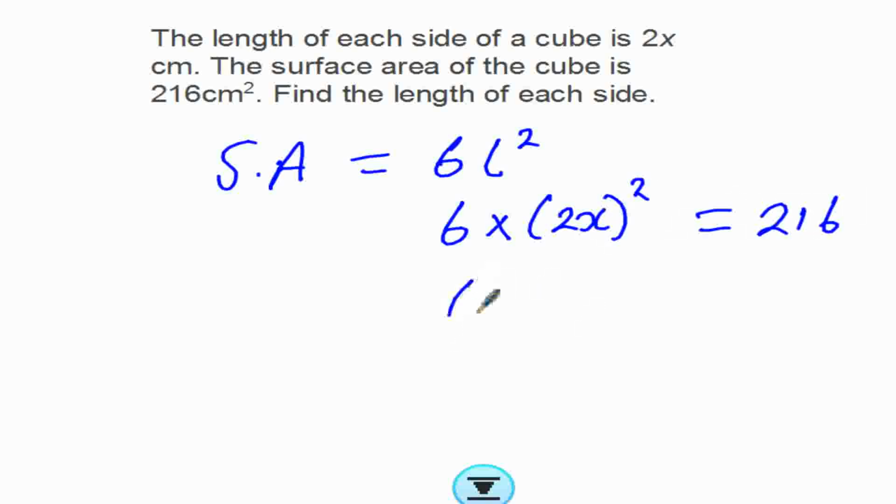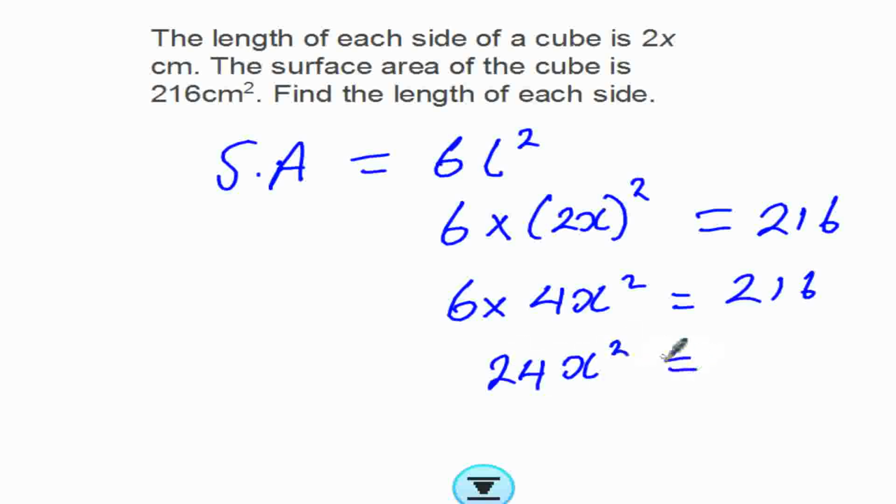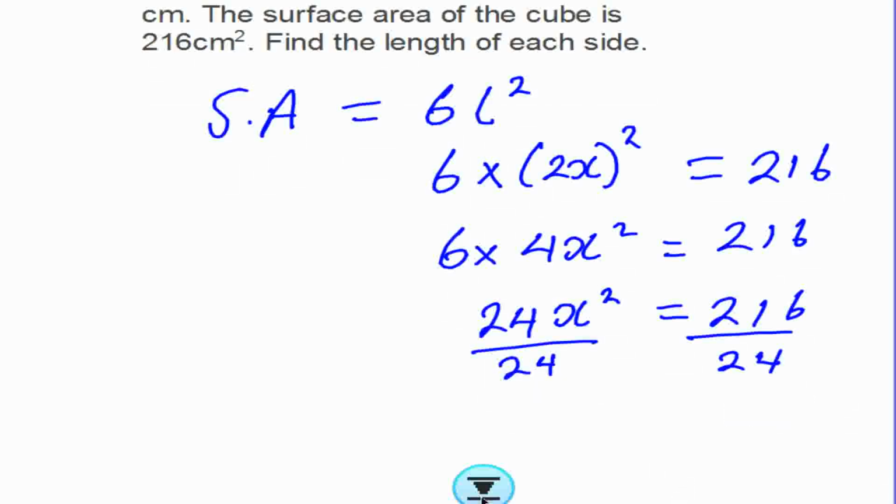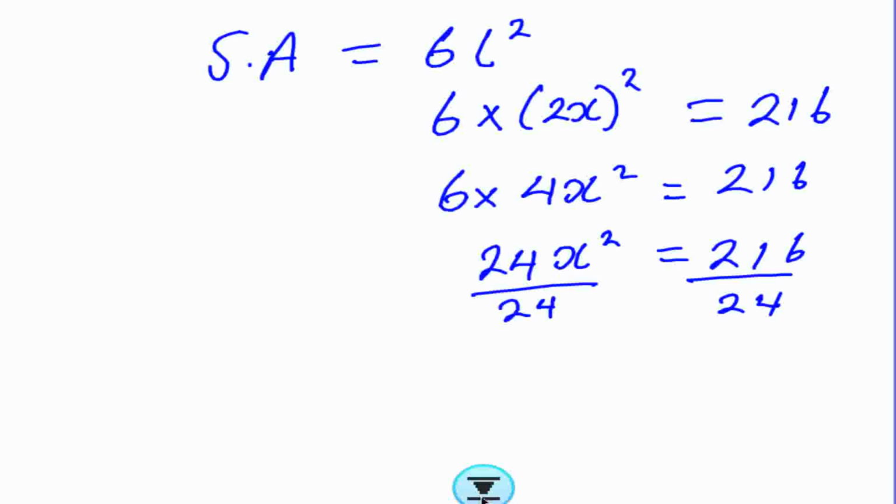And 2x squared is 4x squared equals 216, and 6 times 4 is 24, so 24x squared equals 216. And then we divide by 24 on both sides. When we divide 216 by 24, we get 9.